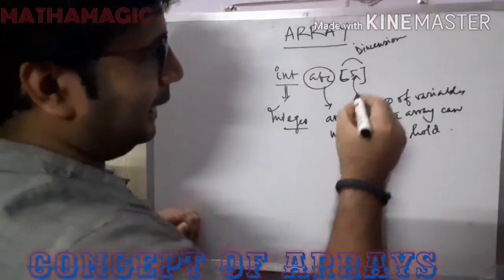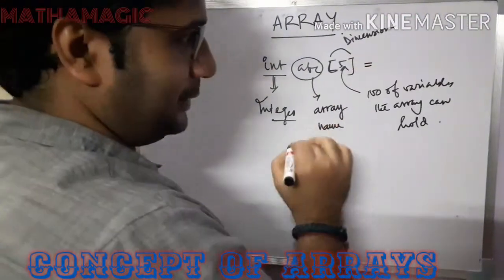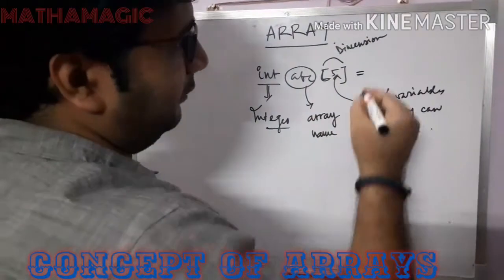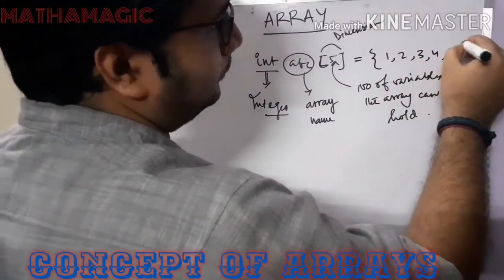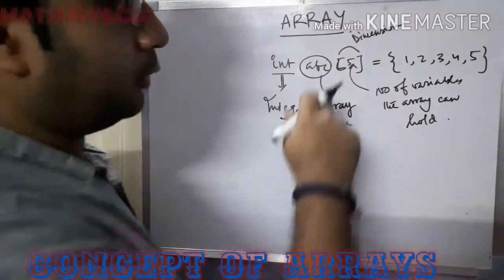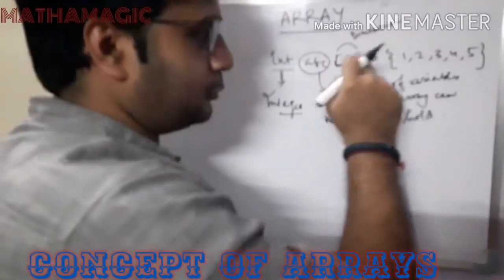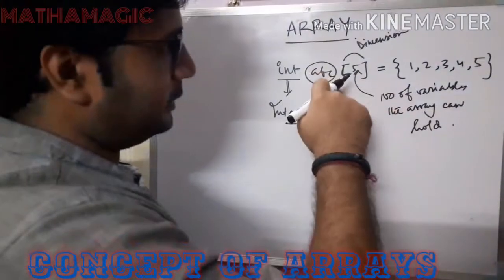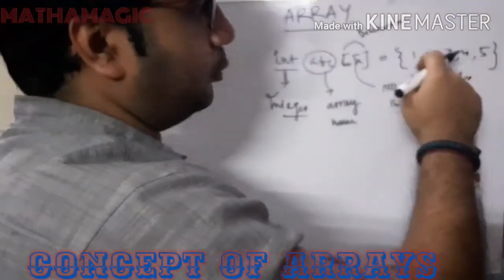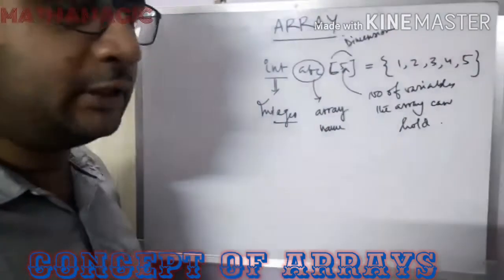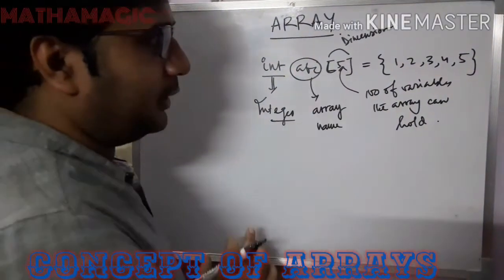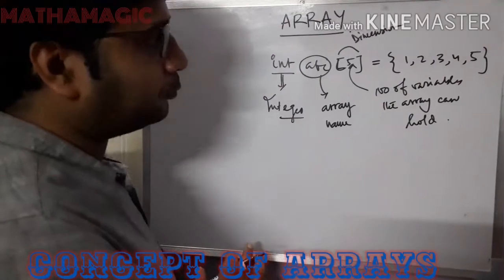Now you can directly initialize or give the values to an array just like this: 1, 2, 3, 4, 5. Because we have already stated that we have written 5, only 5 values can be stored within this array. So these are the 5 values: 1, 2, 3, 4 and 5. These are the 5 values I am trying to store here. So this is why it is given as 5.